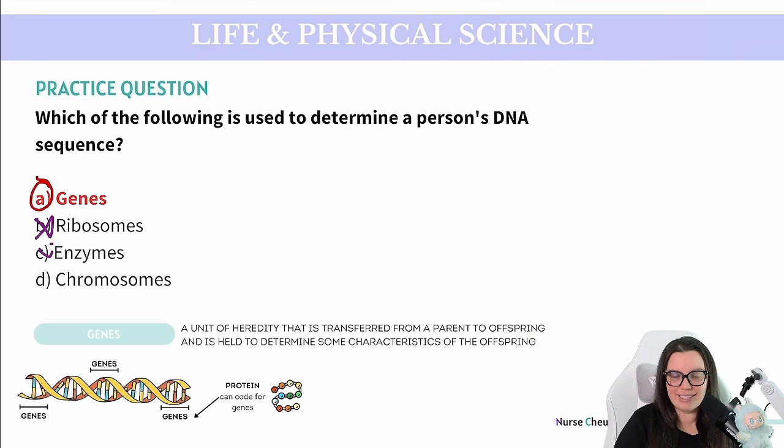Then we have enzymes. Enzymes are great proteins when it comes to catalyzing chemical reactions, but again, doesn't have a whole lot to do with the DNA itself when we're looking at the sequence. And then lastly, we've got those good old chromosomes. So chromosomes are structures within cells that contain DNA. However, a chromosome is composed of many genes, not just one. So that is the reason that D is also the incorrect answer when it comes to determining a person's DNA sequence.